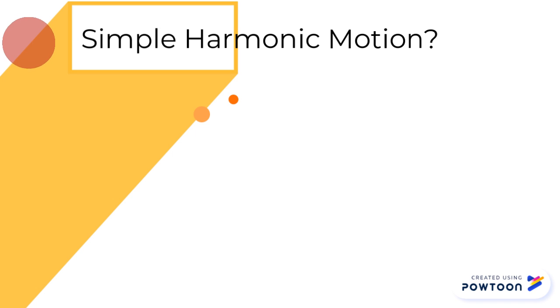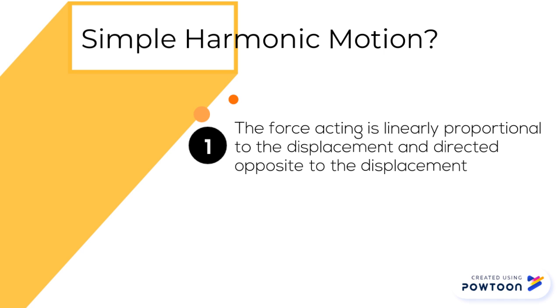How can you tell if a system is in simple harmonic motion? There are three telltale signs that a system is in simple harmonic motion. The first being that the force acting on the system is linearly proportional to the displacement. This means that if the force increases, then so does displacement.